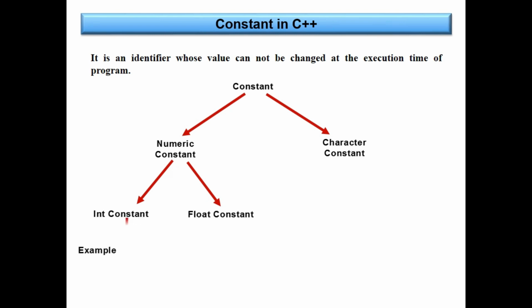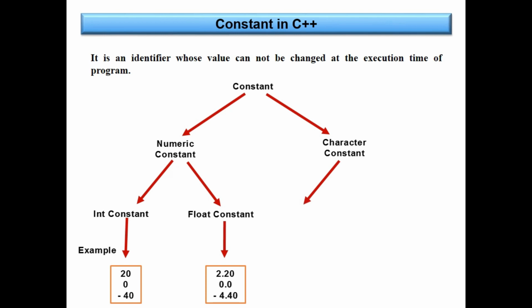Examples of integer constants are 20, 0 or minus 40, and float constants are 2.20, 0.0 or minus 4.40.